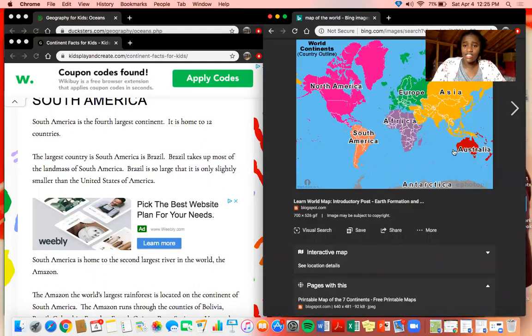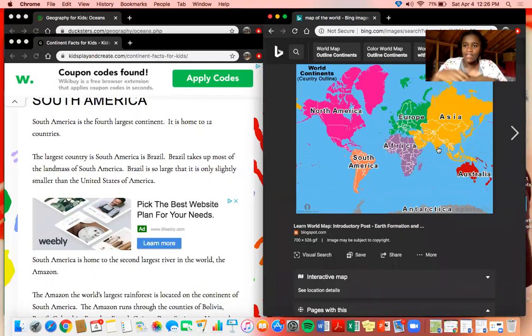So these are all of our continents. Not bad, right? Seven of them. I used to sing this song to remember: Europe, Asia, Africa, North and South America, Australia, Antarctica. So it's only seven of them. It should be pretty easy to remember. And they're all shaped really differently, so you can tell the difference between each of them.